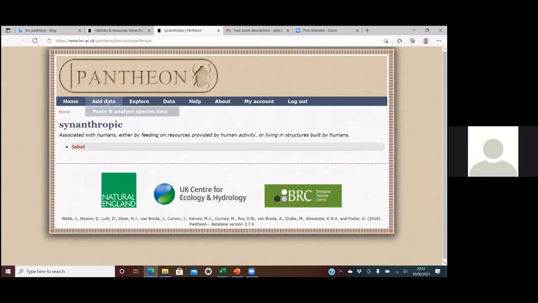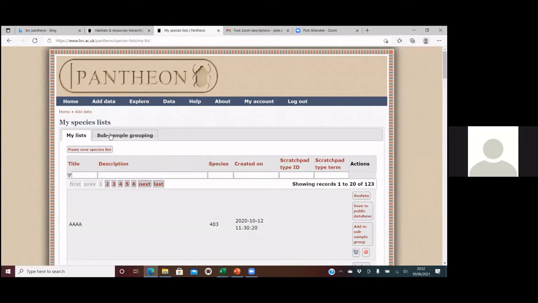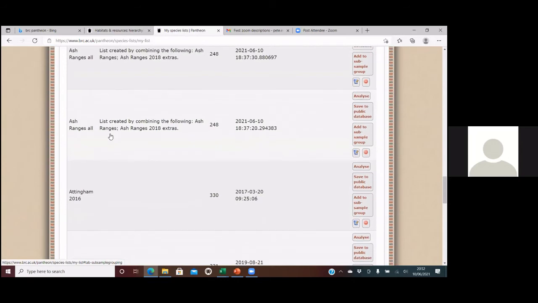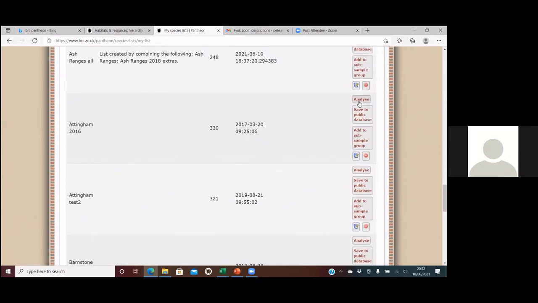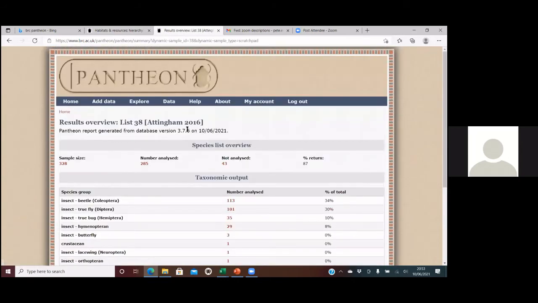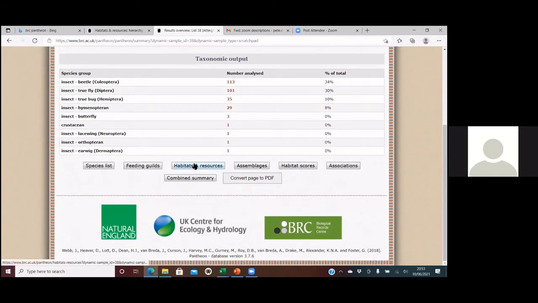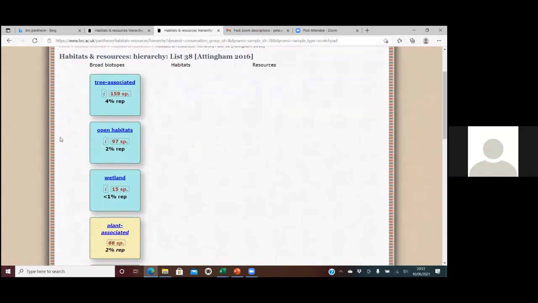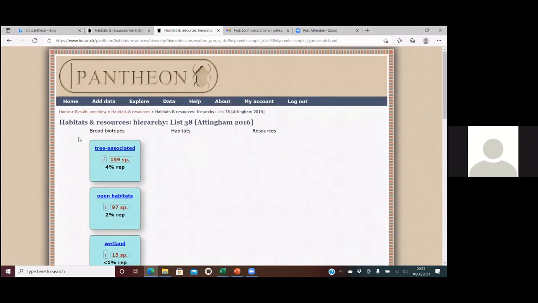It won't let me go back, so I'll have to go through it again. So paste, analyze, Attingham Park. Analyze, habitats and resources, hierarchy. That gets us back in a few clicks to where we were. So probably most important to us, because we know we've got our boreal assemblages, are the tree associated ones.